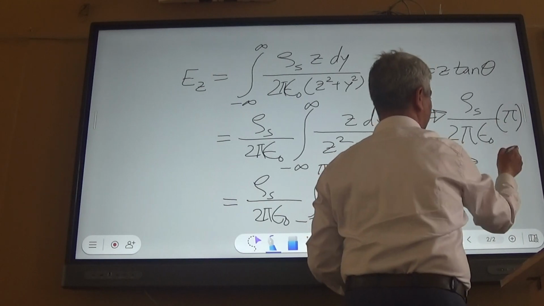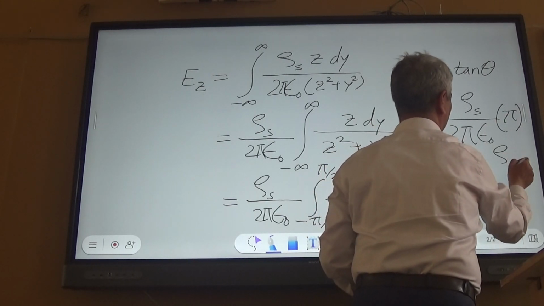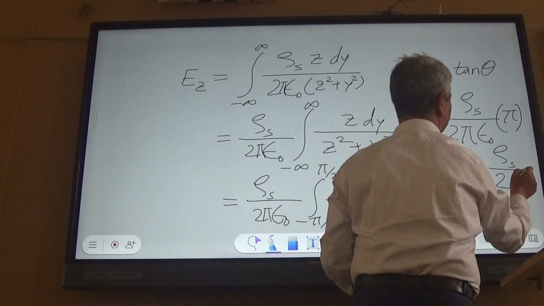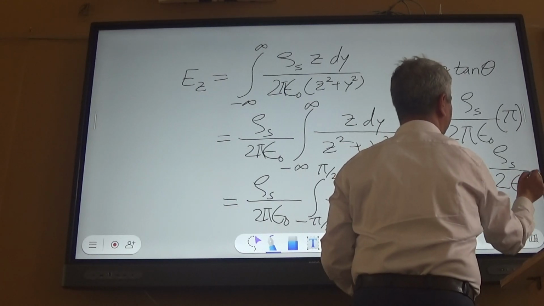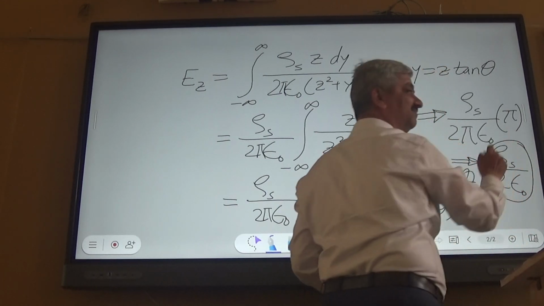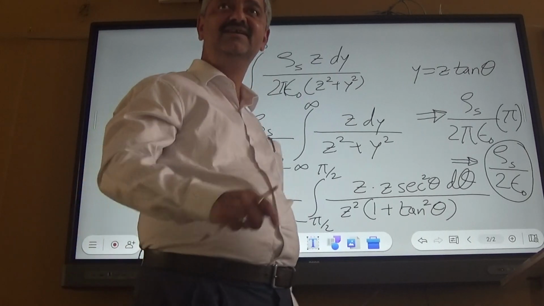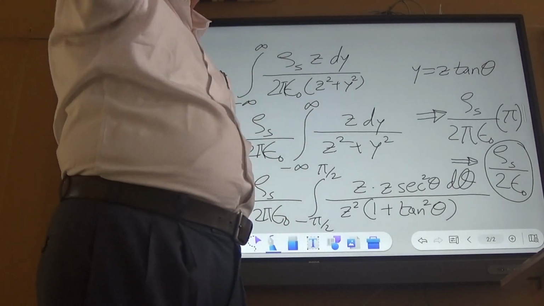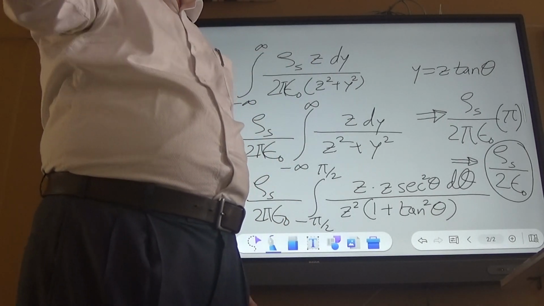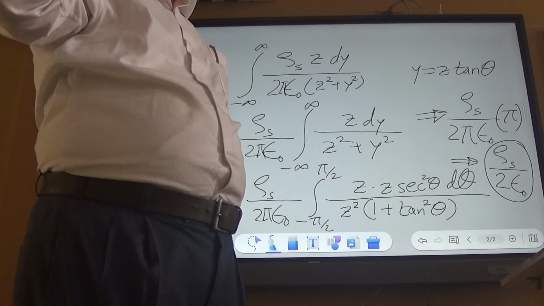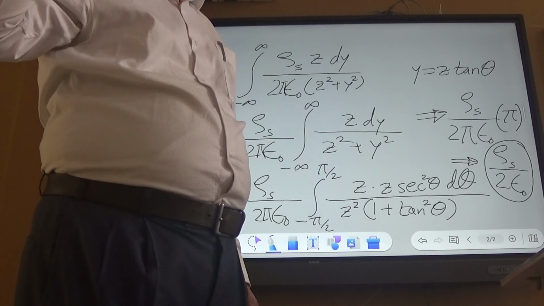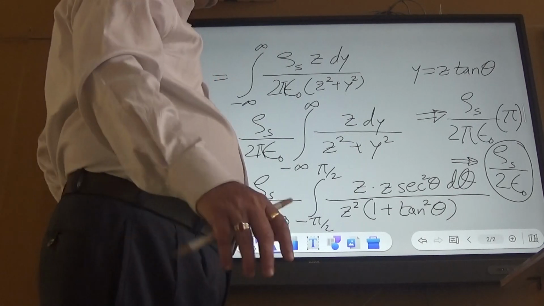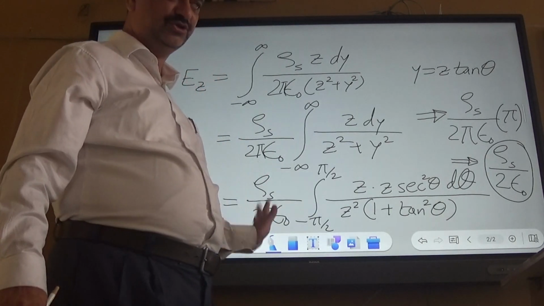So pi gets cancelled and it becomes rho s upon 2 epsilon naught. Is it right? So it becomes independent of z. That is the main conclusion. It becomes independent of z. Is it right? Okay. So I think that it's almost done.